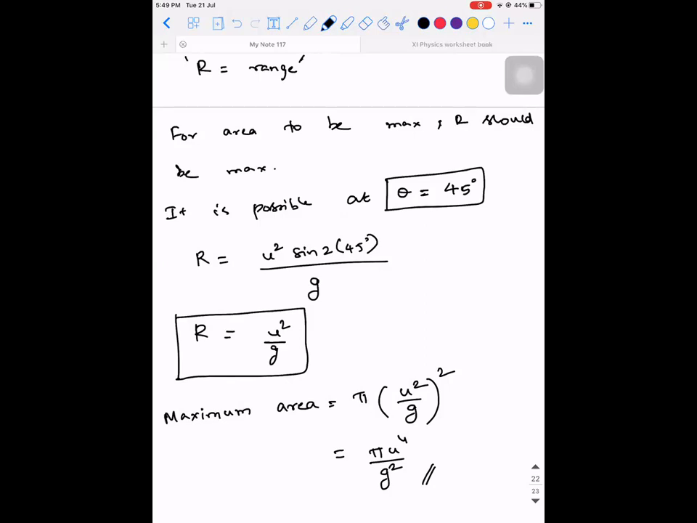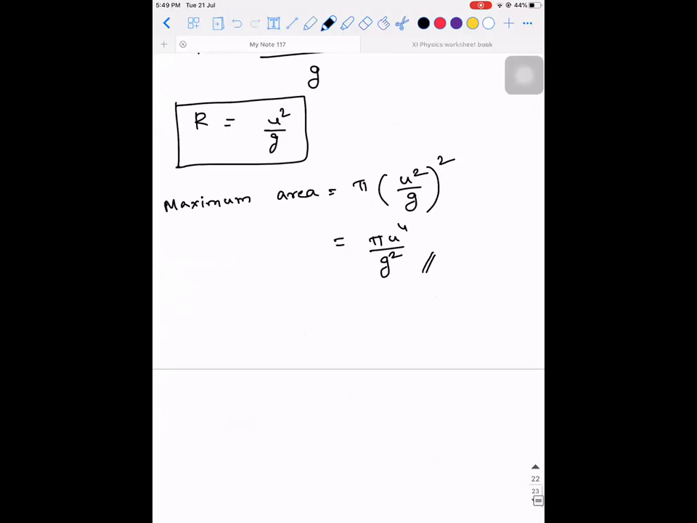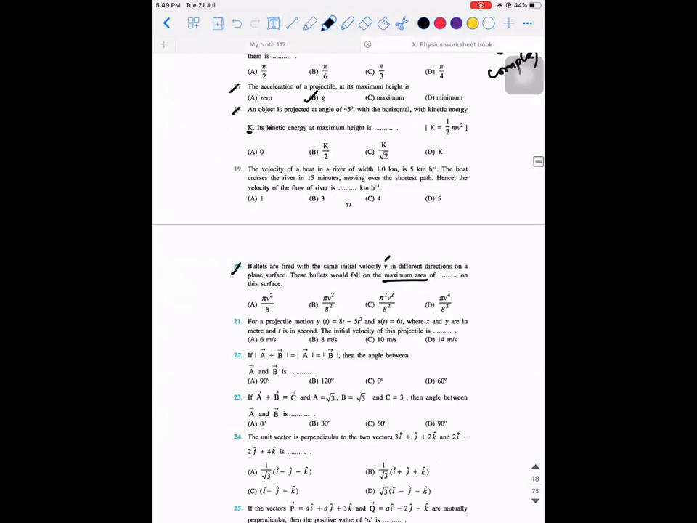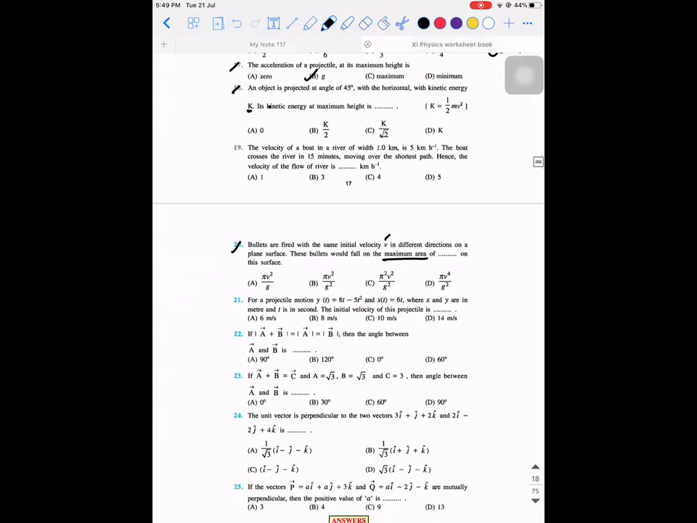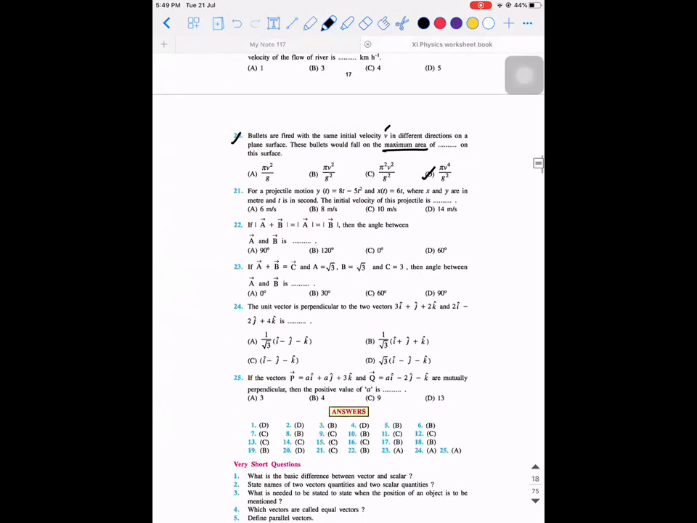We'll go to the next problem. So pi into u power 4 divided by g square is the answer. Now look at this problem. For the 21st one, for a projectile motion, y of t is equal to 8t minus 5t square, x of t is equal to 60, where x and y are in meter and t is in second. So what they have given us is y as a function of time and x as a function of time. So the initial velocity of this projectile is equal to what?